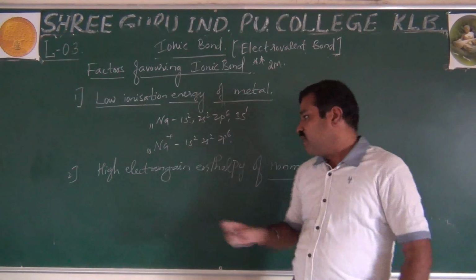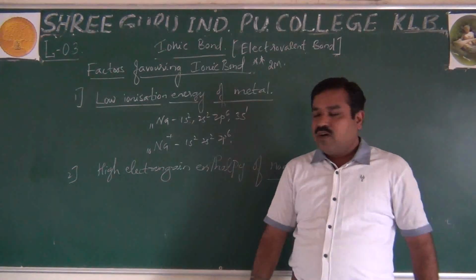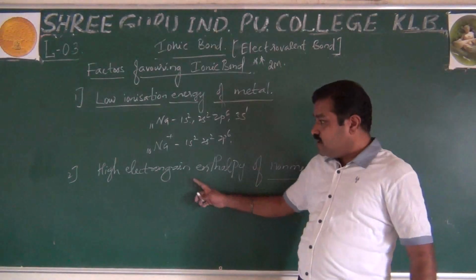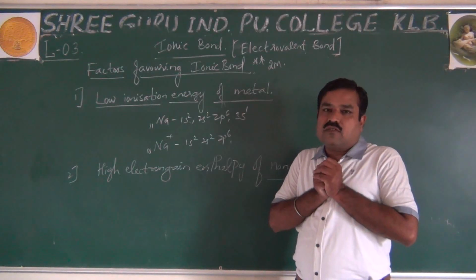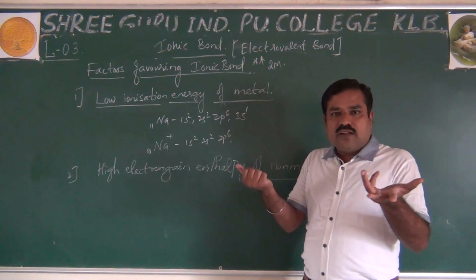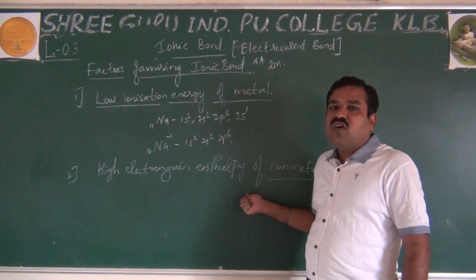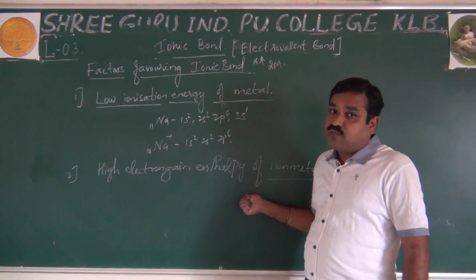That's why it is very important. So the higher the electron gain enthalpy of a non-metal, the more the tendency to attract the bonded pair of electrons towards itself. When it gains, definitely it favors the formation of anion.